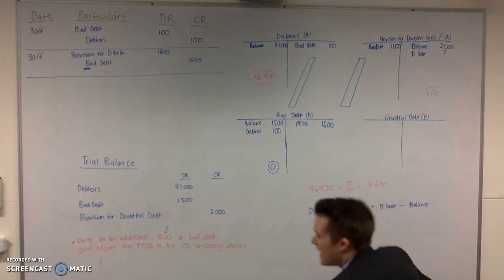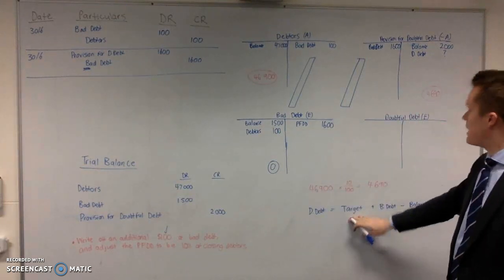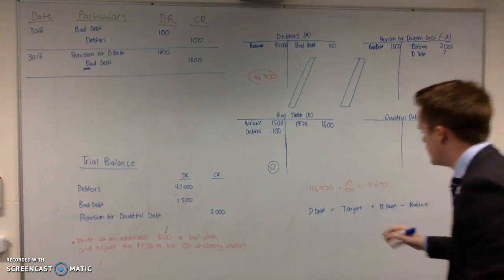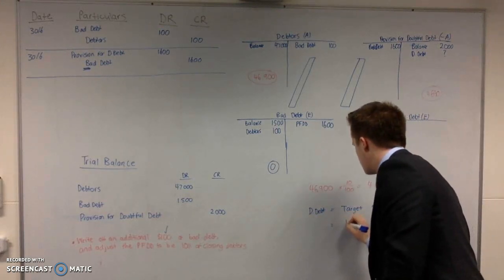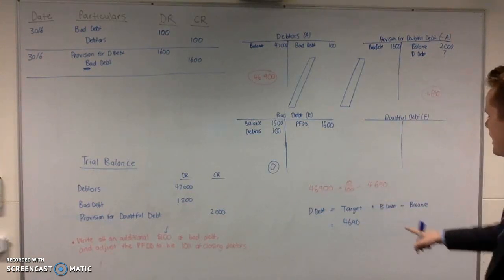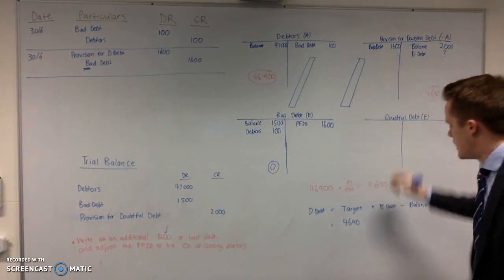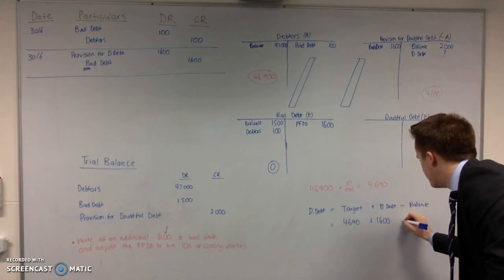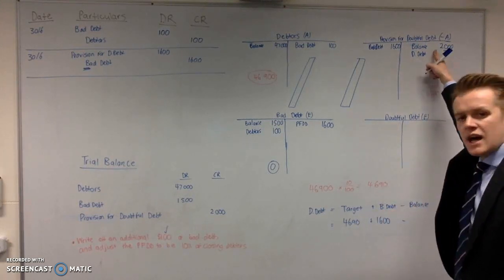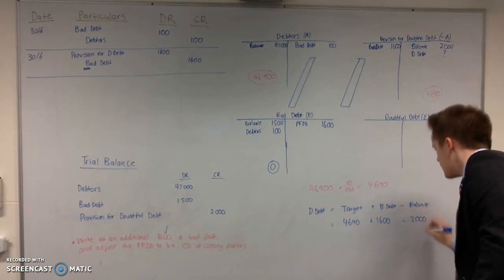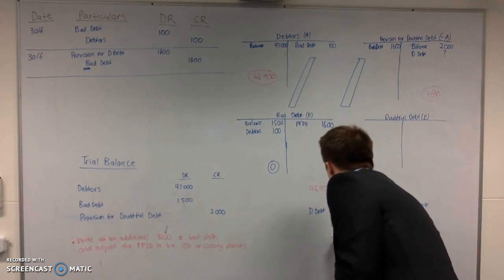Okay, so the target is just what we want the balance to be. So we want our balance to be 4,690. So we'll plug that in. This is just a matter of plugging in the right numbers. 4,690 plus bad debt, 1,600, minus our starting balance, $2,000. And we'll see that pumps out a number.